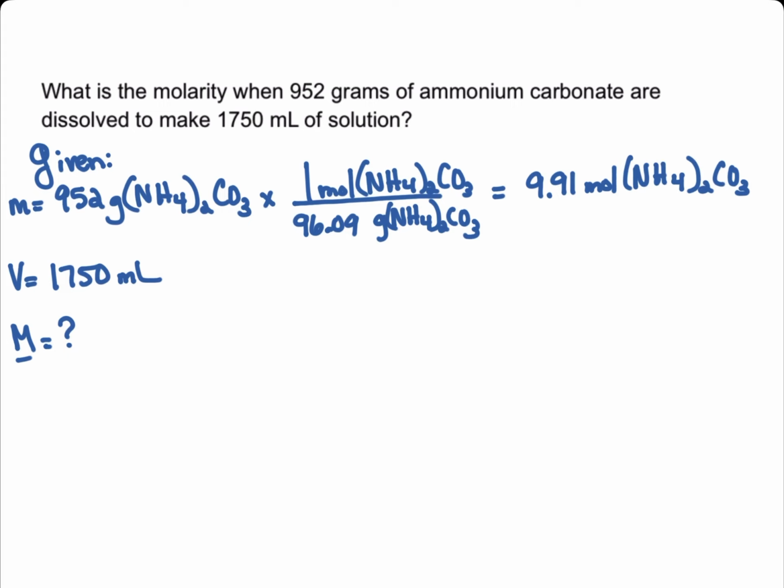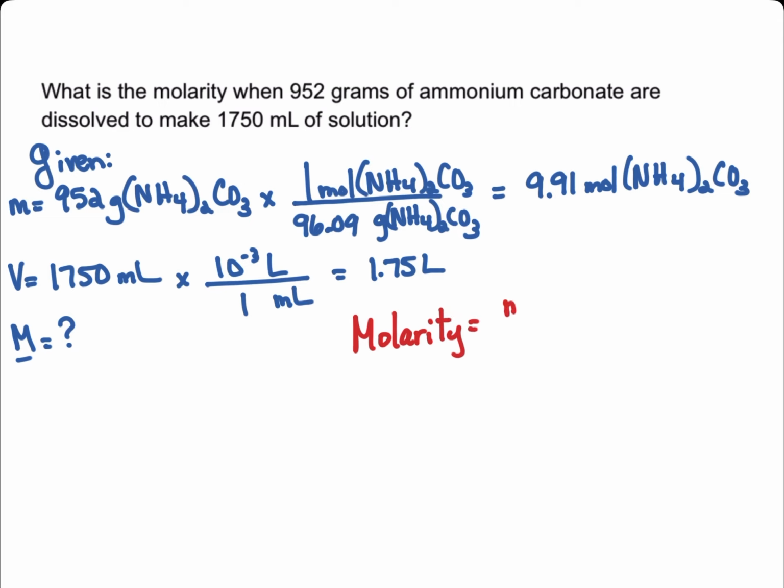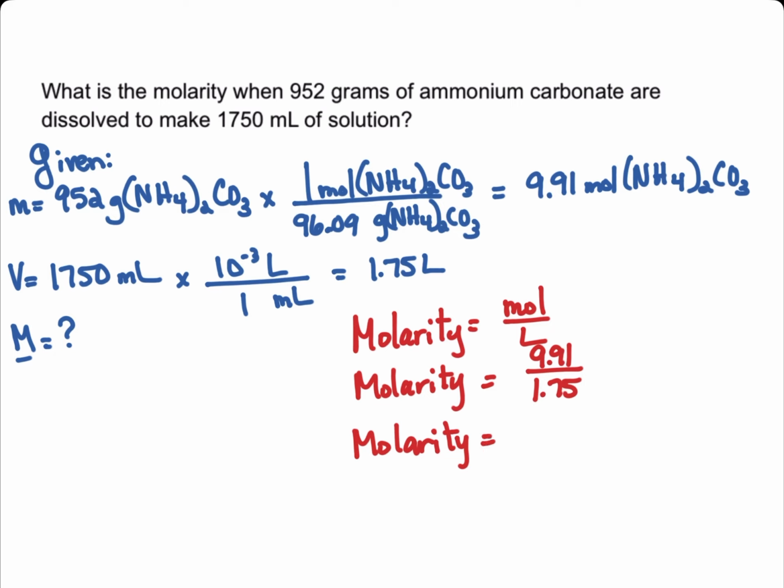Volume is in milliliters. I'm going to have to convert that to liters. Milliliters is in the numerator, so I have to put milliliters in the denominator. 1 milliliter is equal to 10 to the negative 3 liters. And this gives me 1.75 liters. The formula for molarity is moles over liters, and now I have all of my correct units. I can go ahead and use this formula. 9.91 over 1.75. So my final answer is 5.66 molar, capital M.